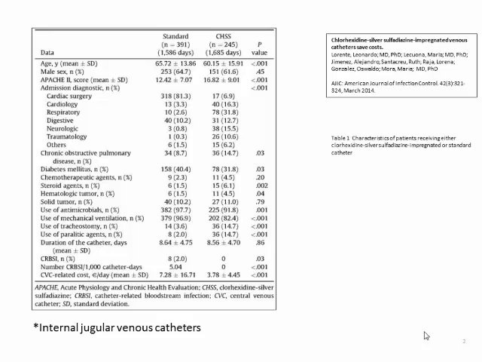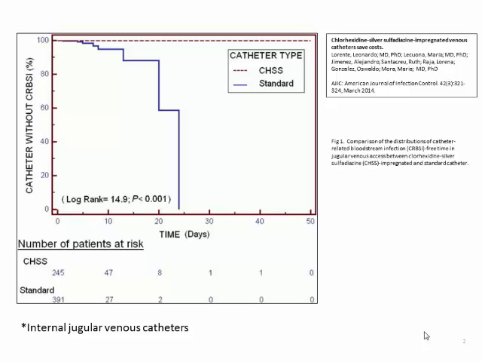The same group did a similar one back in March for internal jugular venous catheters. Again, they used 391 standard and 245 CHSS, and if you see, the duration was about the same, and even then they were able to demonstrate the bloodstream infections in standard. It was 8:0, and even the cost was lower. And even back then they showed a much higher number, 245 CHSS catheters. All of 50 days, they remained bloodstream infection free.